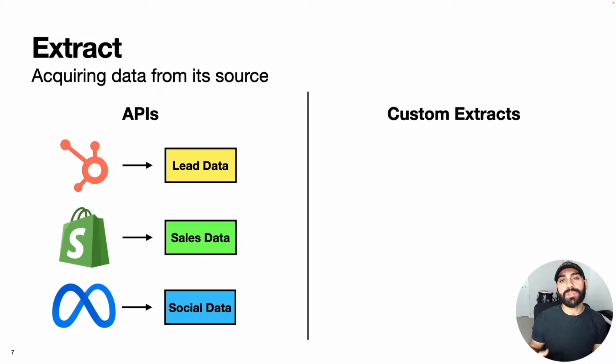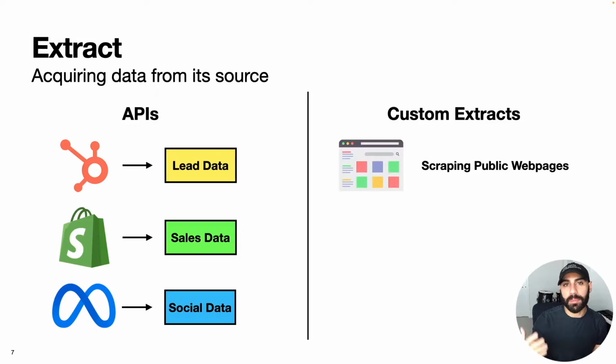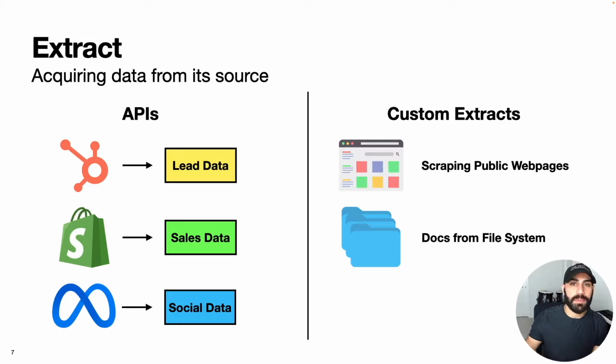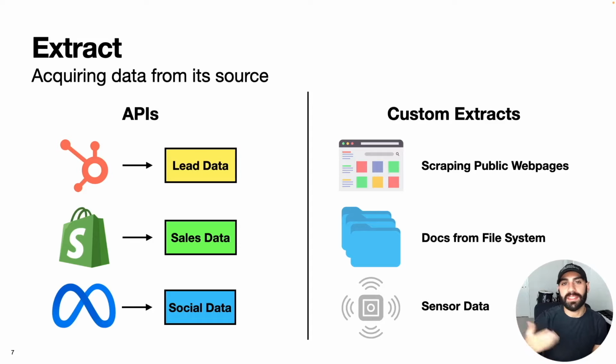However, there are situations where the data we want to access aren't available via APIs. In these situations, we will have to develop custom extraction processes. A few examples of this could be scraping public web pages. Of course, you've got to be careful with this. You don't want to break any copyright laws or break the terms of use for a platform that you're using. Another example is pulling documents from a file system, whether that's an internal file system or an external one, or sensor data. This is something I did a lot in grad school. We were using environmental and physiological sensors and had to write a lot of code to pull that data.